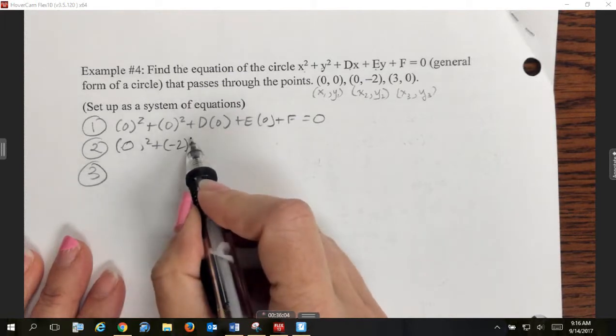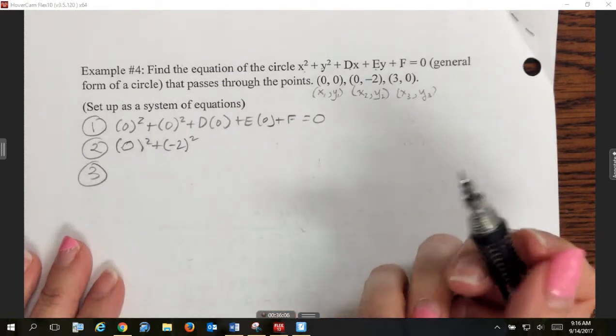And then the second ordered pair, wherever you see an x, put a 0. Wherever you see a y, put a negative 2.